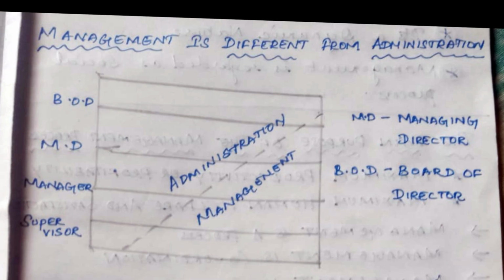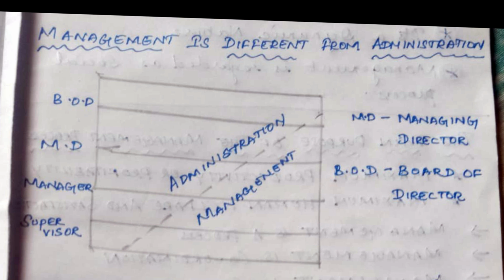Okay. Management is different from administration. So, now we have seen management as a combination of art and science, and the general definitions given by the authors. And now we are going to see the difference between administration and management. Here I have given a diagram on the difference between administration and management.